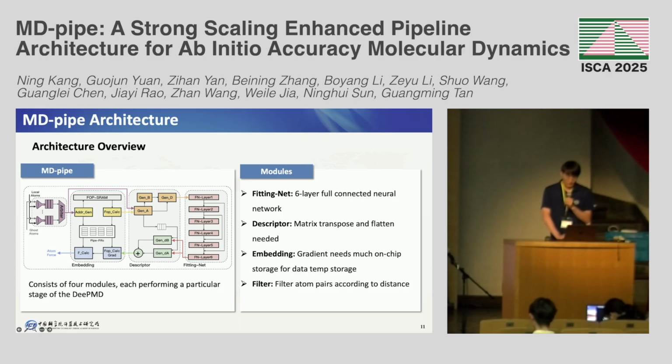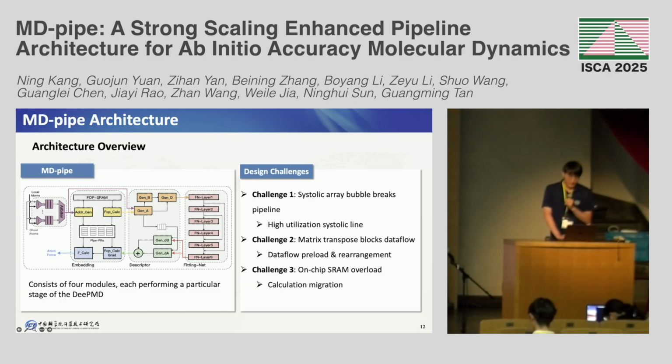One thing to note here is that during gradient computation, it needs to temporarily store intermediate data. Finally, the filter module comes into play by filtering data based on atomic pair distances. The design is straightforward, but to achieve a fine-grained pipeline, we still need to address the 3 key challenges.